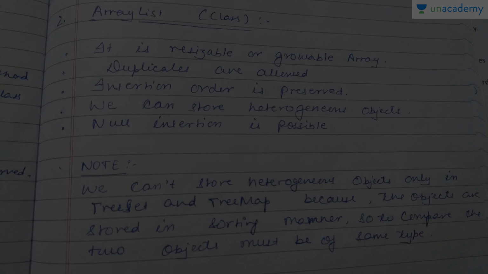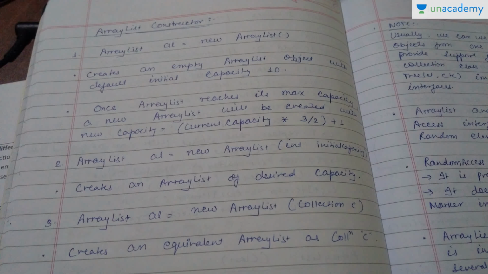Now, ArrayList constructors. Here we have three types of constructors in ArrayList. The first one is ArrayList AL = new ArrayList(). This will create an empty ArrayList object with default initial capacity of 10. So the default initial capacity of any ArrayList is 10. If we are not providing any size, then it will create a memory area of capacity 10.